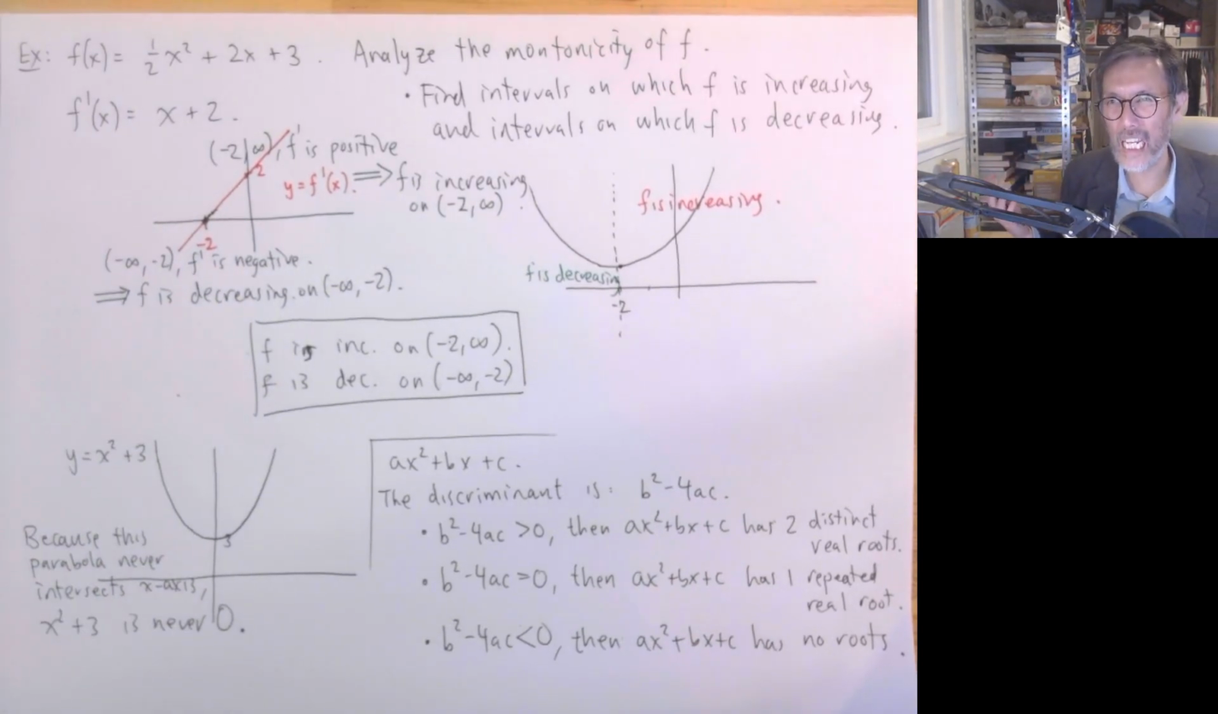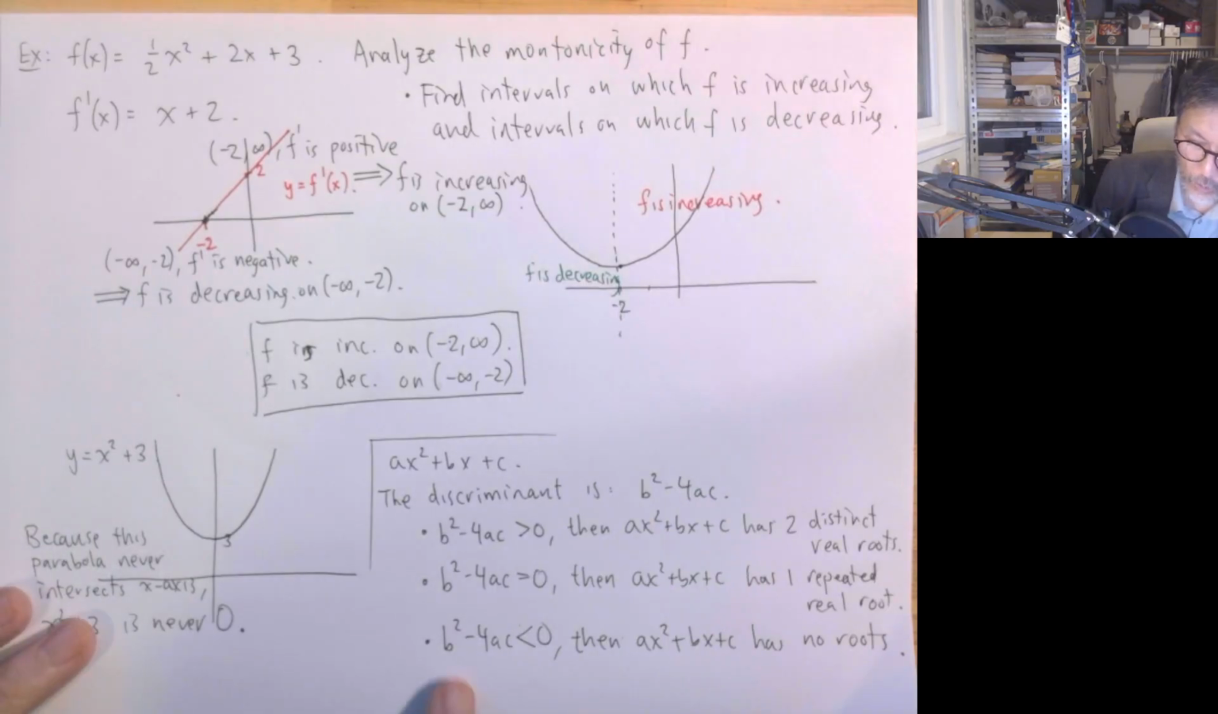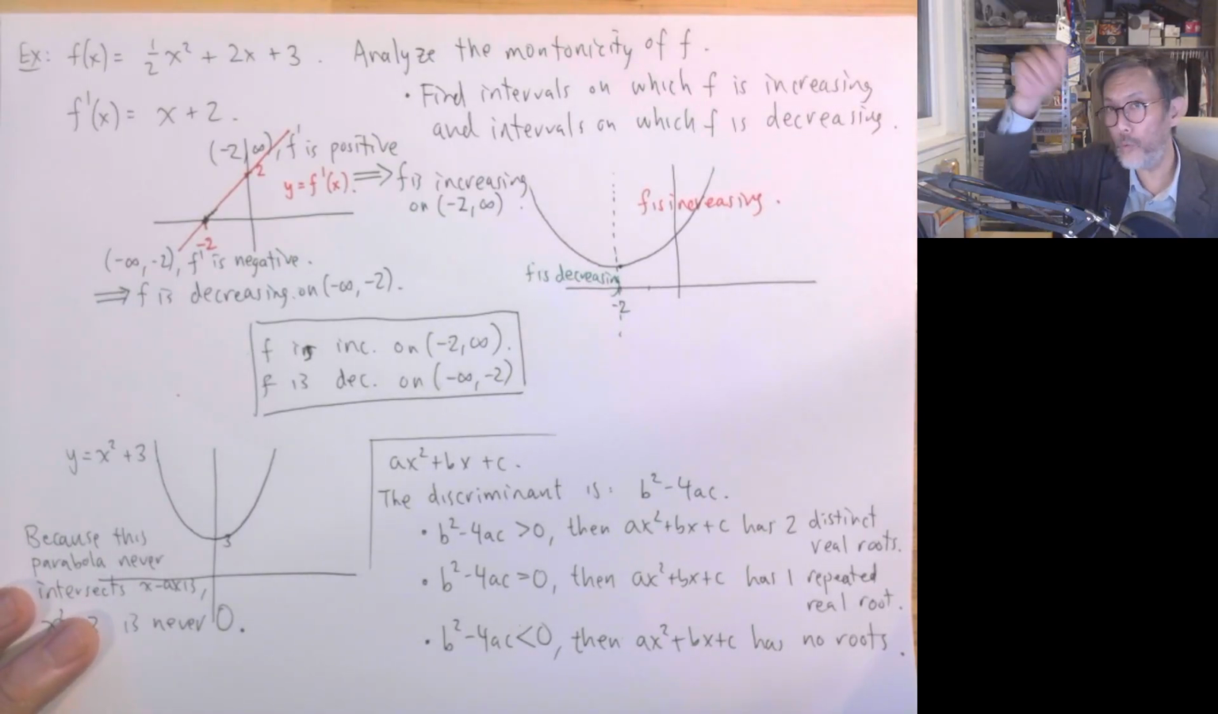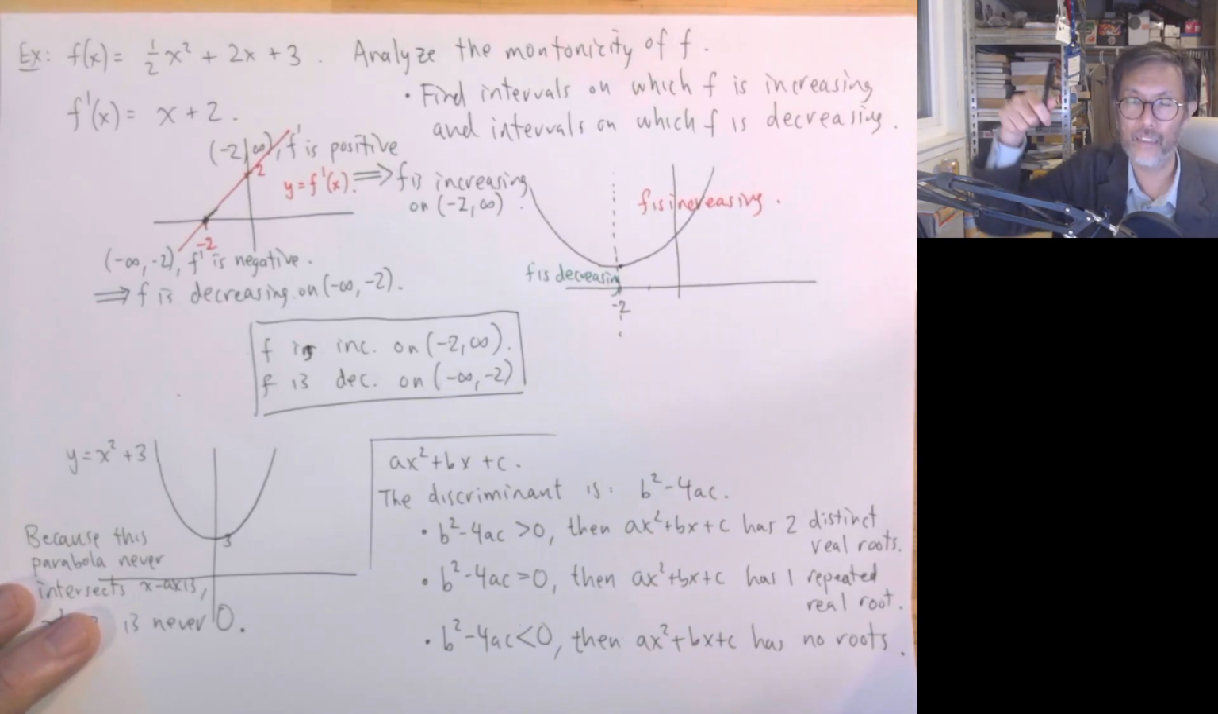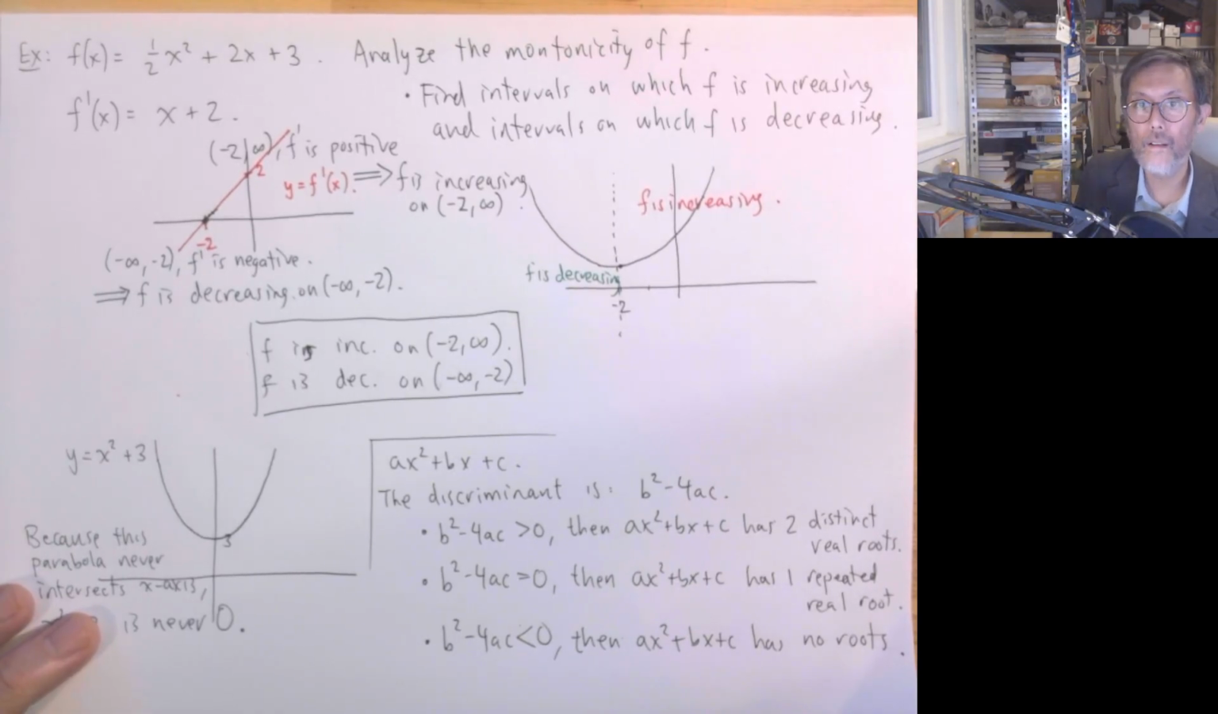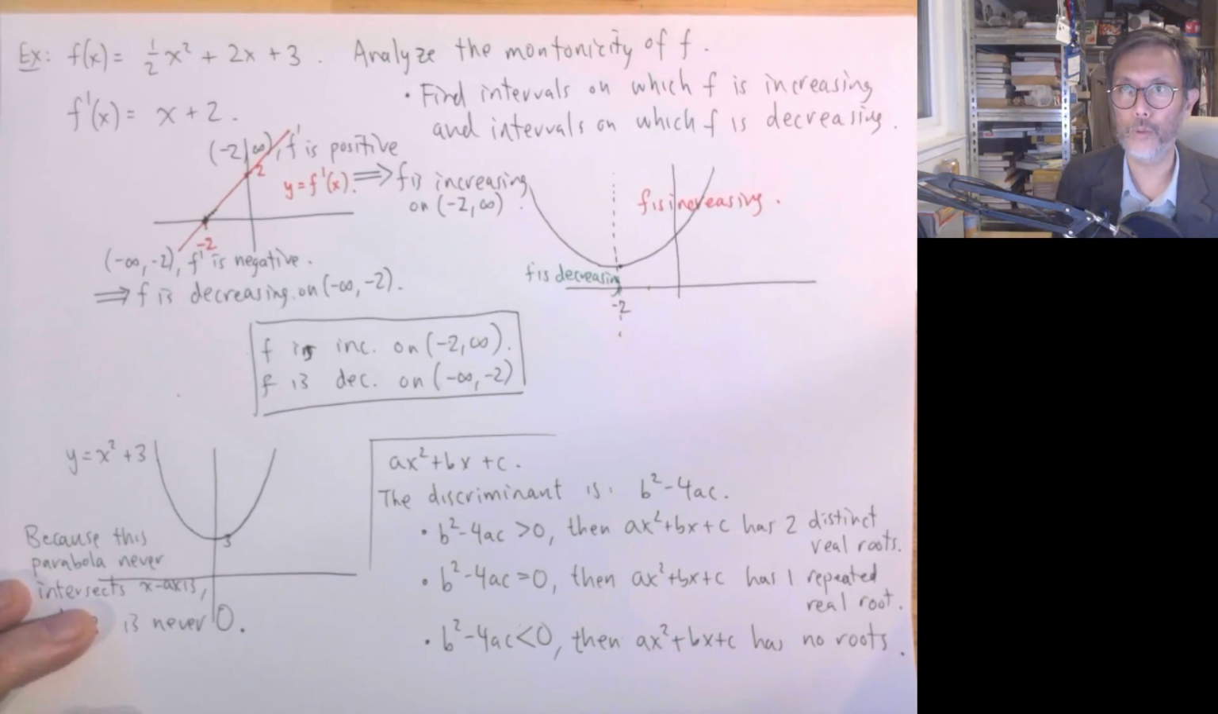You see what I'm saying? And finally, if b squared minus 4ac is negative, well, we know we can't take the square root of a negative number, or rather, you can't take the square root of a negative number. I can, but you can't. And so for that reason, as far as you're concerned, this quadratic polynomial would have no roots.